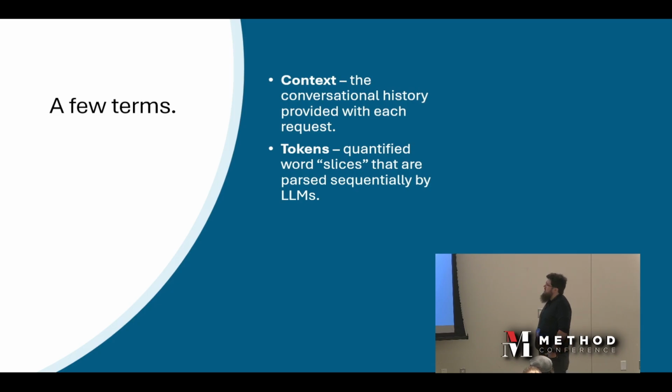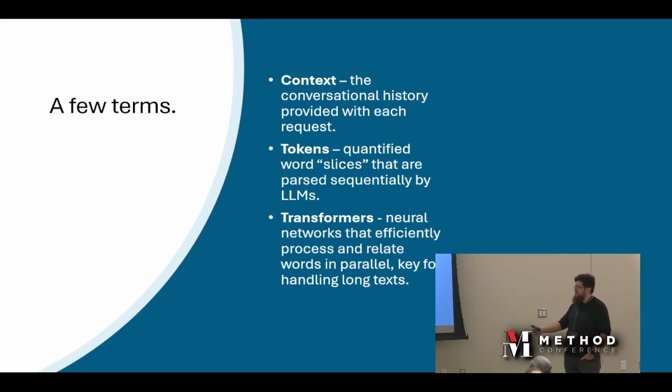Tokens. These are quantified word slices that are parsed sequentially by the LLM. So it doesn't process words. It breaks your words up into multiple different tokens, and then it processes them through some algorithms and statistical calculations in order to generate the meaning. That's where he was talking about vectors. That's the actual mathematical process behind them. We don't get into the mathematics here because that is a deep dive, but I wanted to touch on it briefly.